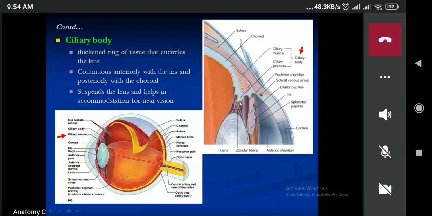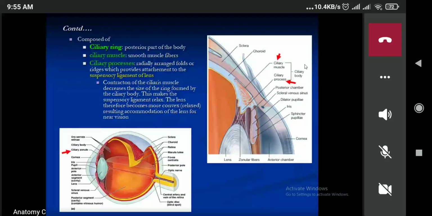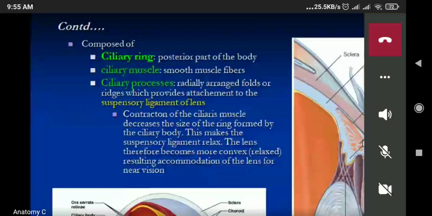Then the ciliary body, this is the ciliary body. The ciliary body mainly consists of three parts. This is known as the ciliary body, this one. This is known as the ciliary ring.